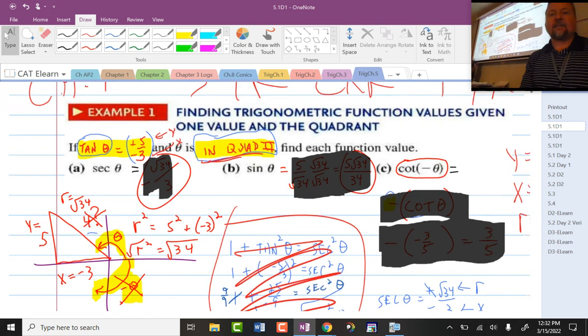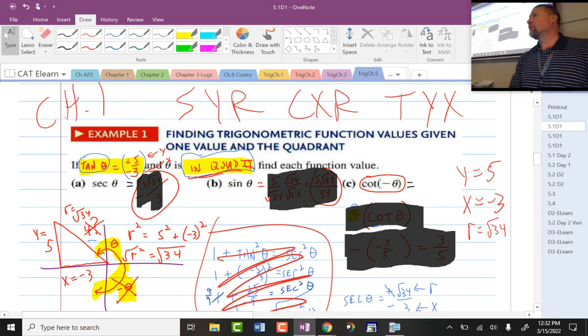And then what's secant? Secant's related to X, so what's secant?